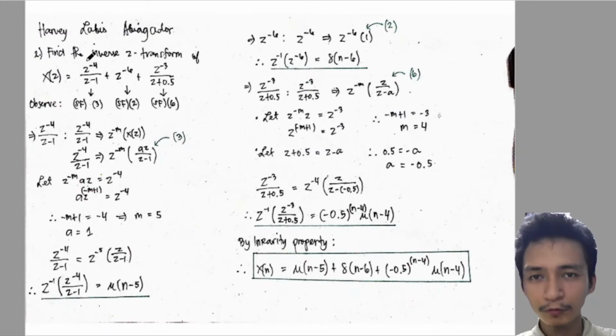For number 2, find the inverse z-transform of X of z equals z raised to the power of negative 4 over z minus 1 plus z raised to the power of negative 6 plus z raised to the power of negative 3 over z plus 0.5.